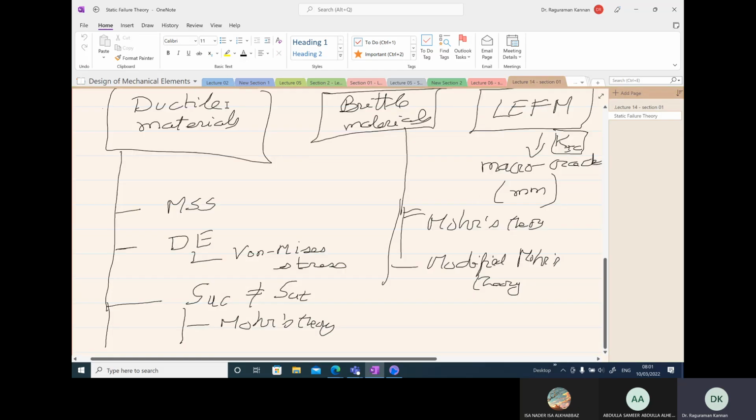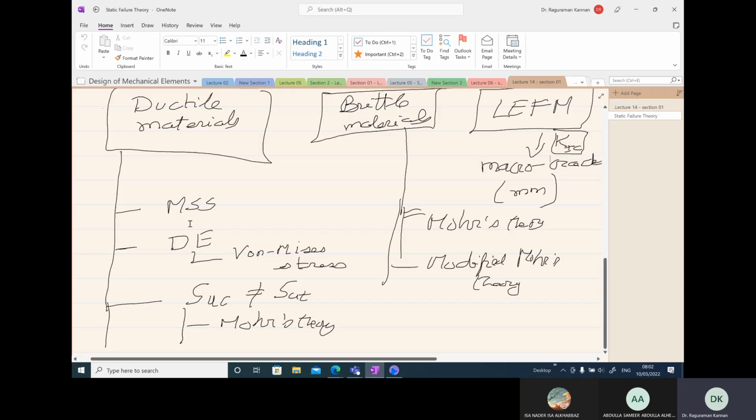Last class we had listed in a concept map different theories for ductile materials, brittle materials, and then finally linear elastic fracture mechanics. This is what we will be covering in future. Right now, we are going through the failure theories for ductile materials. We went through the first theory, maximum shear stress theory, and now we will go through distortion energy theory.